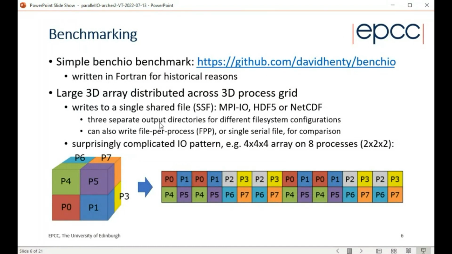Just if you're going to look at this, I actually have 3 separate output directories. That's because we'll see the file system can be configured differently on a per directory basis. So my benchmark writes by default to 3 different directories, allowing you to configure them separately.